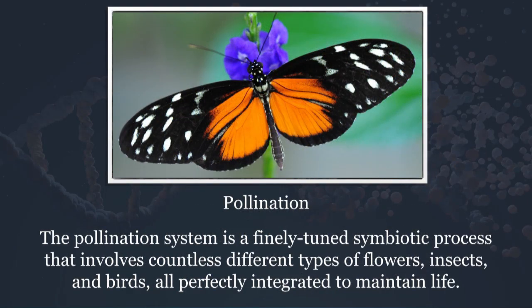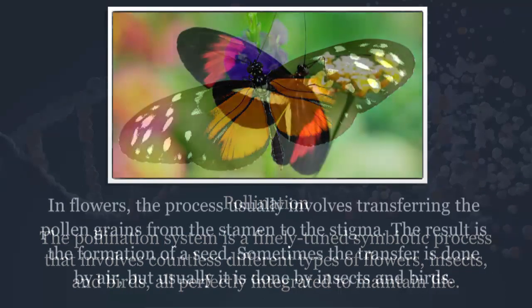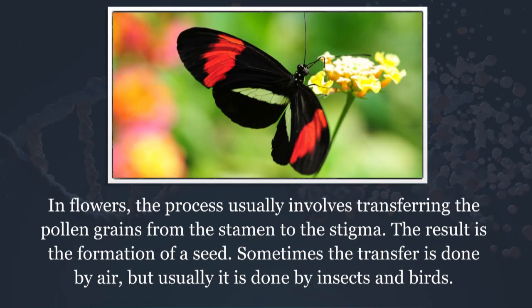Then there's pollination, another example of how nature is not all tooth and claw. The pollination system is finely tuned as a symbiotic process, and it involves countless different types of flowers, insects, and birds, all perfectly integrated to maintain life. In flowers, the process usually involves transferring the pollen grains from the stamen to the stigma, and the result is the formation of a seed. Sometimes the transfer is done by air, but usually it is done by insects and birds.